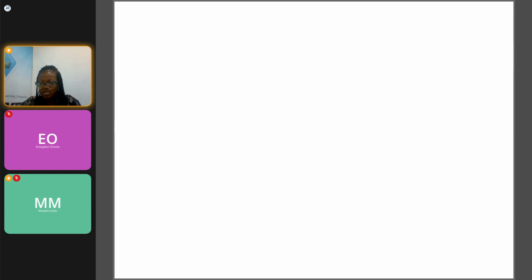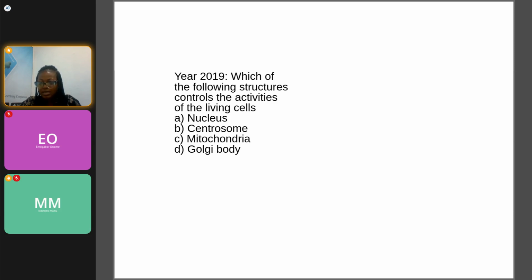Can someone give me the answer to this using the chat box? If you really understand the components of the structure of plant and animal cells that we discussed earlier, right? We discussed characteristics of living things, characteristics of living organisms, and the structure of plant and animal cells and their functions. So I said something about each of the components, right? So looking at this question, which of the following structures controls the activities of the living cells? Of course, it is the nucleus.